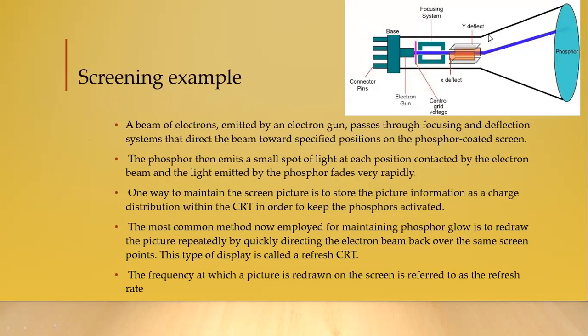Now take this one, a focus. This is a base, a beam collector of an electron gun. This is an example of an electron gun where the pixel screening is done. Now you have a base for this, and an electron gun which is present here. These are the connector pins where we connect. And we have a focusing system. Then we have an electron grid of voltage which is present here. Then x deflect, y deflect. And here when the electron beam is emitted from the electron gun, it passes through the focusing and deflection system towards the specified position in the phosphor-coated screen.